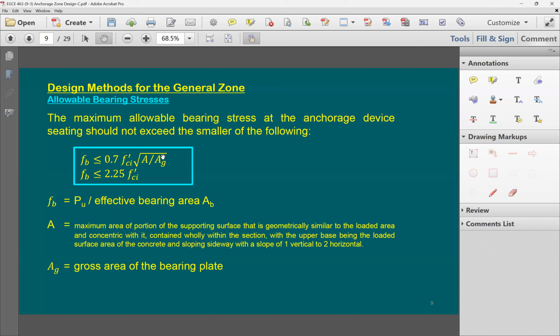It seems to me that this factor is going to be controlling your design, because this is going to be a maximum of 2 times 0.7, which is 1.4, smaller than 2.25. So most likely this is going to be the factor that controls your design.